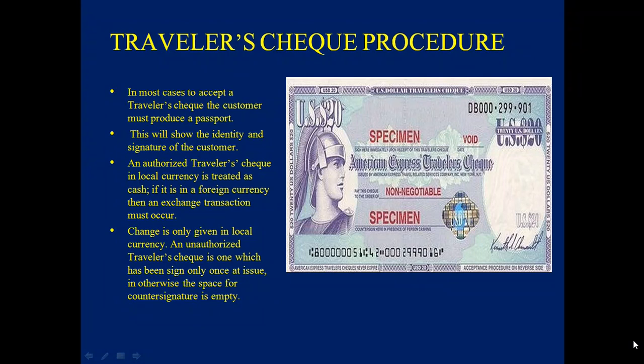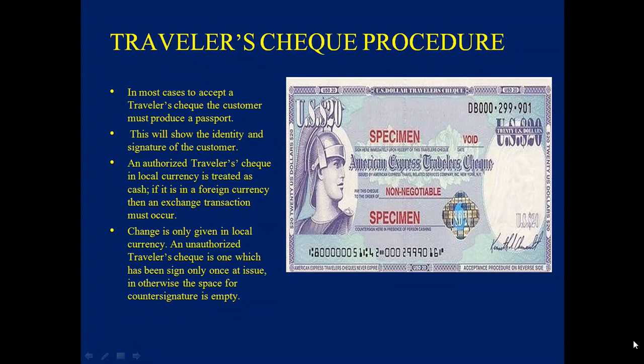This will show the identity and the signature of the customer. It will ensure that the traveler's check belongs to a particular guest, and it shows as an identity also. Plus there will be a signature of the customer, so it will be a valid document to accept as a traveler's check for the exchange of payment at front office.